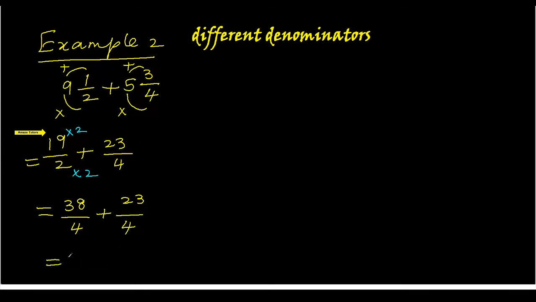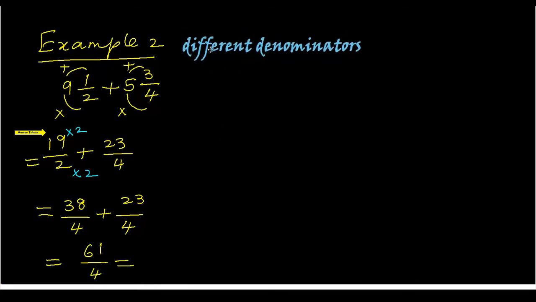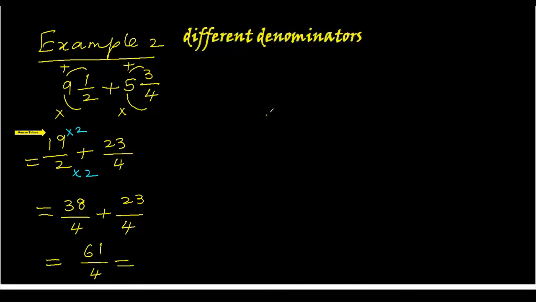Now, as the denominators are the same, simply add the numerators. 38 plus 23 gives us 61. But don't stop here. This is not the final answer. Convert this improper fraction, because the top number is greater, to a mixed number and leave that as the final answer.